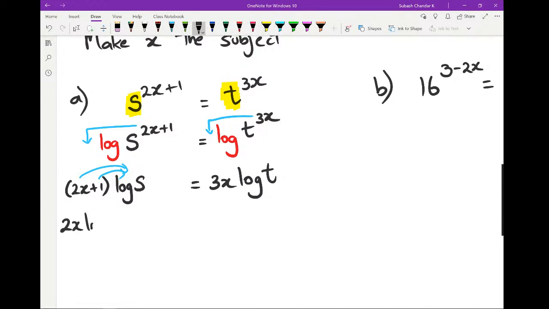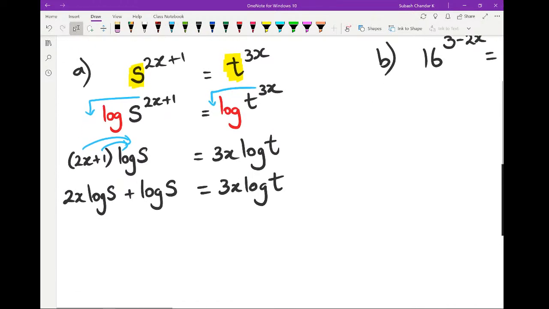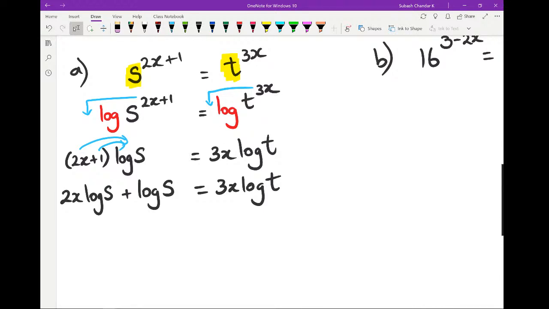So we're going to get 2x log s, and then 1 times log s is just going to be log s. And now this is all equal to 3x log t. So at this point, what we can see is we've separated the logs, and we've also got 2x on one side and 3x on the other side. So you could actually bring both of those x's to the same side. So that's what I'm going to do.